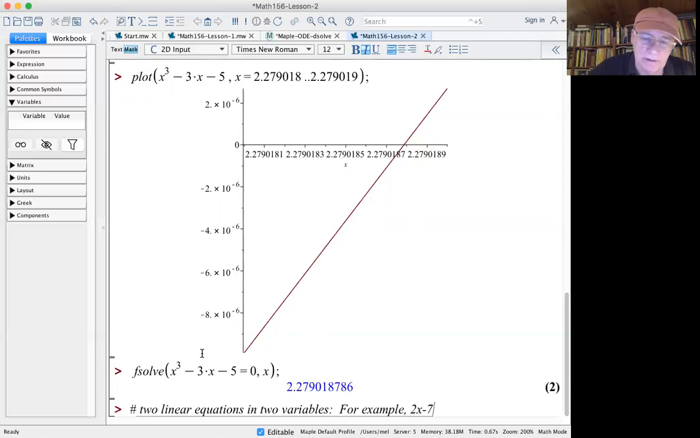2x minus 7y equals 13. And 5x plus 3y equals minus 2.